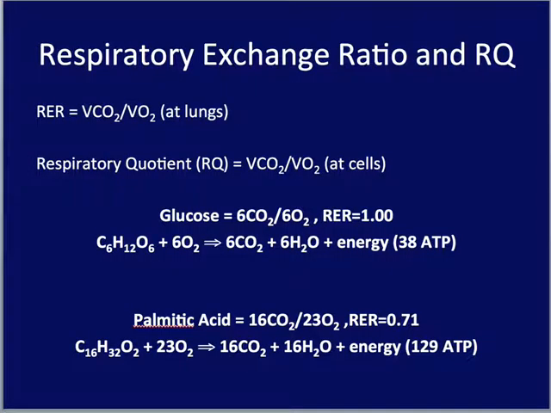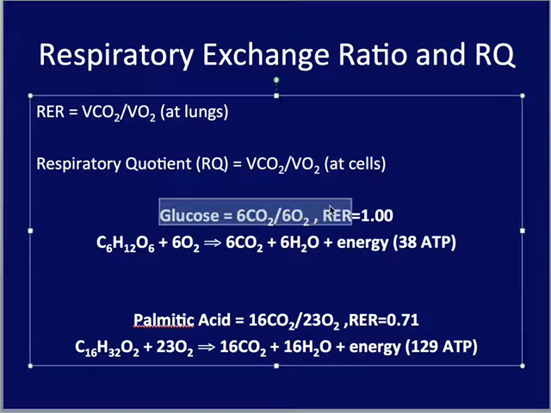And where that comes from is that if we have an RER of 1, so that ratio of VCO2 to VO2 is 1, it's going to be coming from this equation right here. If we're burning simply glucose, we're going to be producing 6 carbon dioxide and using 6 oxygen molecules.